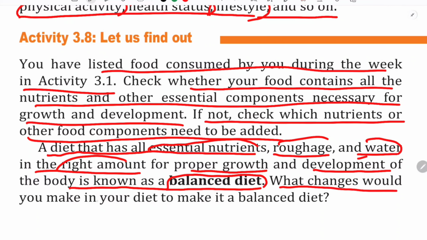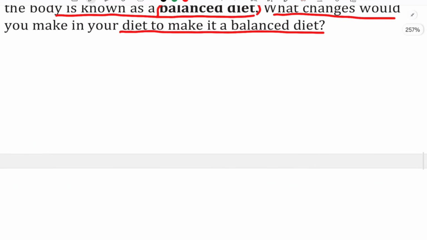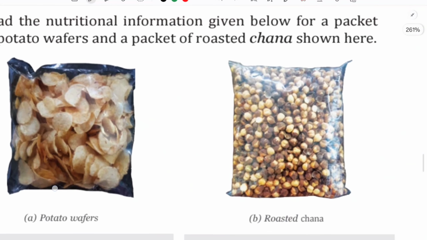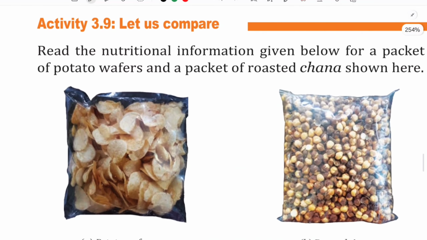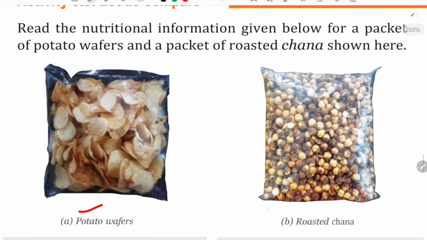What changes would you make in your diet to make it a balanced diet? What are the things that you can add up in your diet? You have to add up all the important nutrients, that is fats, carbohydrates, protein, roughage and water, okay. So here we have two packets, okay. One is potato wafers, that is potato chips, and another is roasted chana. So we will find out which is more nutritious, which is better for our health.